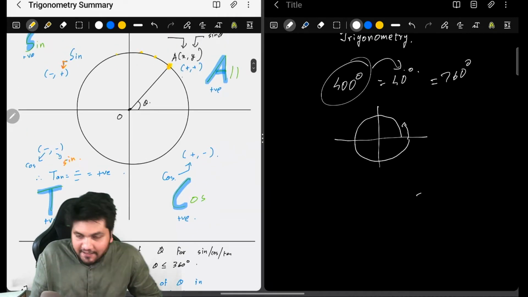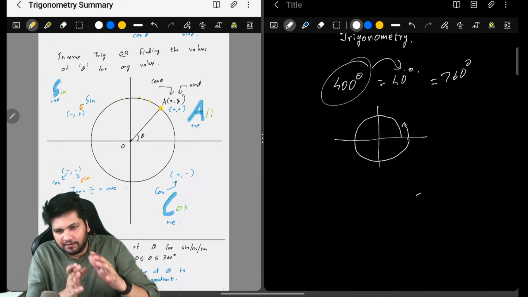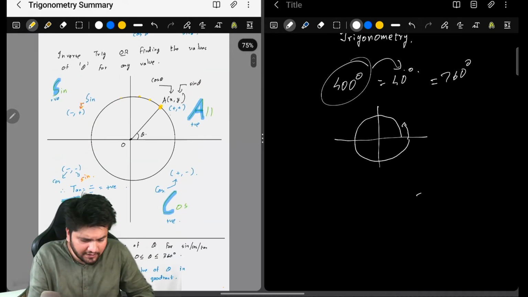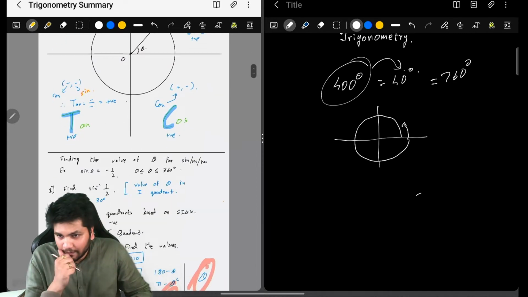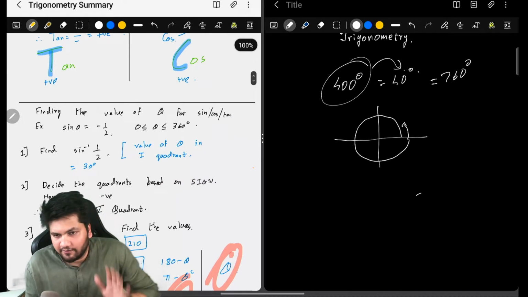cos is positive but sine is negative, so that's why we can write this as ASTC. Just remember that ASTC. So here all trigonometric ratios in the first quadrant are positive. In the second quadrant only sine is positive, in the third tan is positive, and in the fourth cos is positive. That's it.